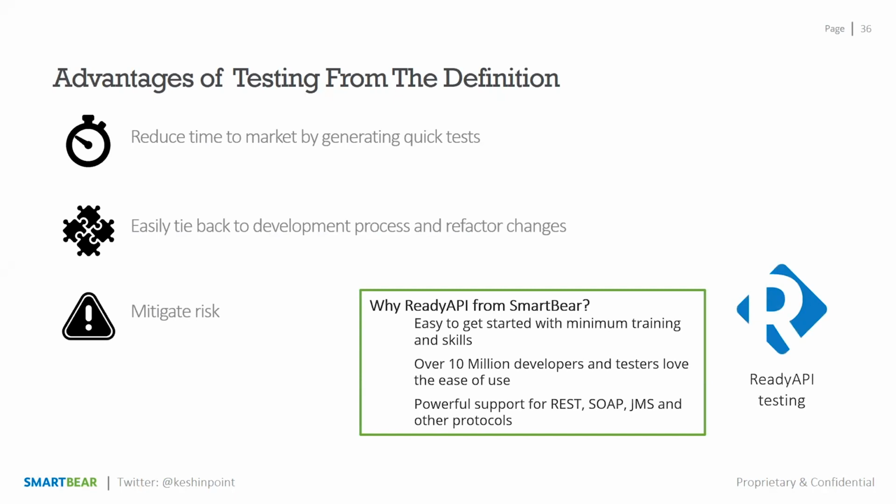SmartBear has a tool like Ready API, for example, where you can get started with minimum training and skills. We have an open source version like SOAP UI as well. If any of your startups or open source aficionados want to get started, it's fully open sourced, you can come in, consume the definition, and start testing your APIs.